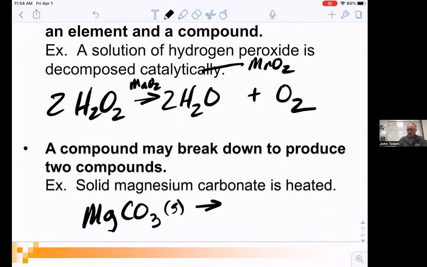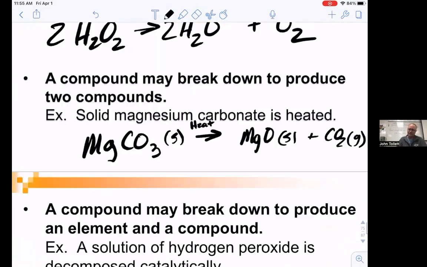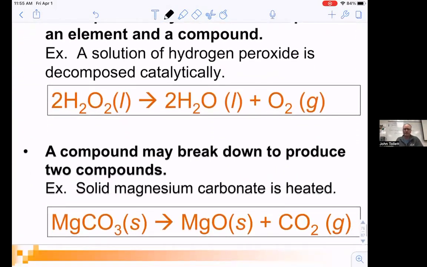And it's going to break down to produce magnesium oxide, which would be a solid, and CO2, which hopefully you guys know is in fact a gas. If I were heating it, I would draw a triangle above the arrow demonstrating that it's heated. If you didn't feel comfortable doing that, you could write the word heat above it, and that would be okay as well. So there are those 2 examples.